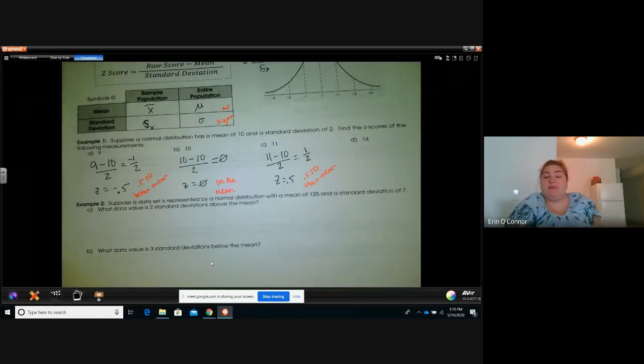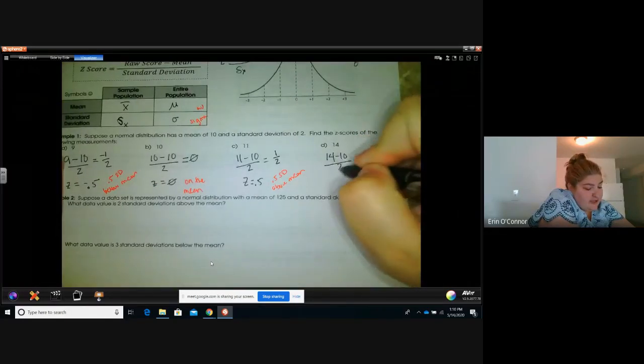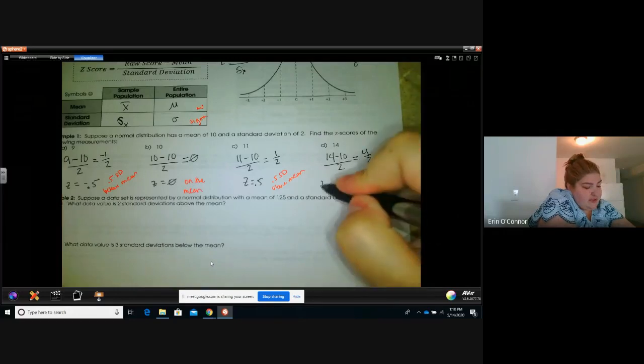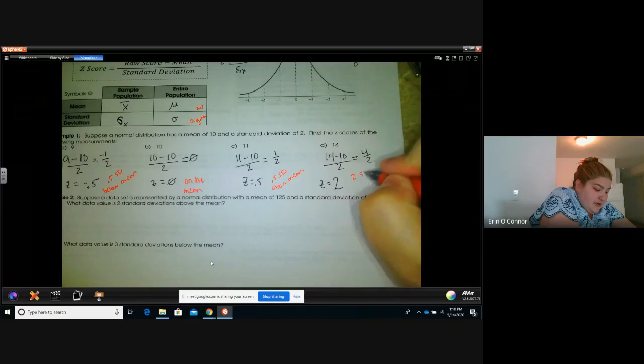And we're using really simple numbers right now. Normally this is going to be used with a lot of decimals. And finally 14. So 14 minus 10 divided by 2 equals 4 divided by 2 equals 2. So our z-score here is 2, meaning 2 standard deviations above the mean.